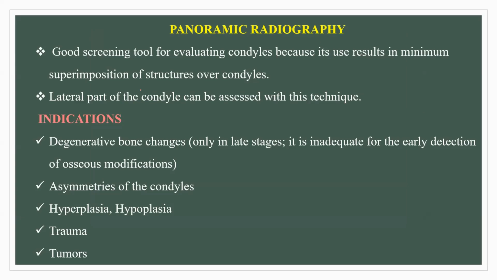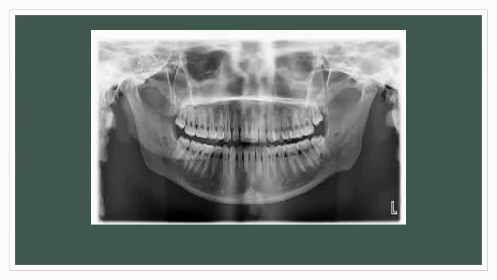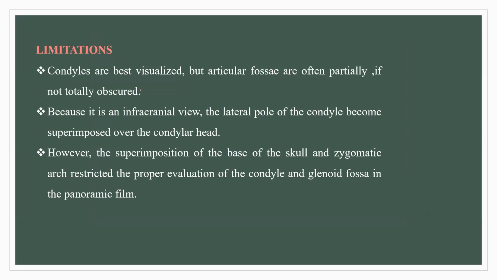So what are all the indications in panoramic radiography? If there's any degenerative bony changes, if there's any asymmetries of the condyle, if there's any hypoplasia, trauma, tumors, okay, all these initial assessments can be made with panoramic radiography. Okay. So what is the limitation?